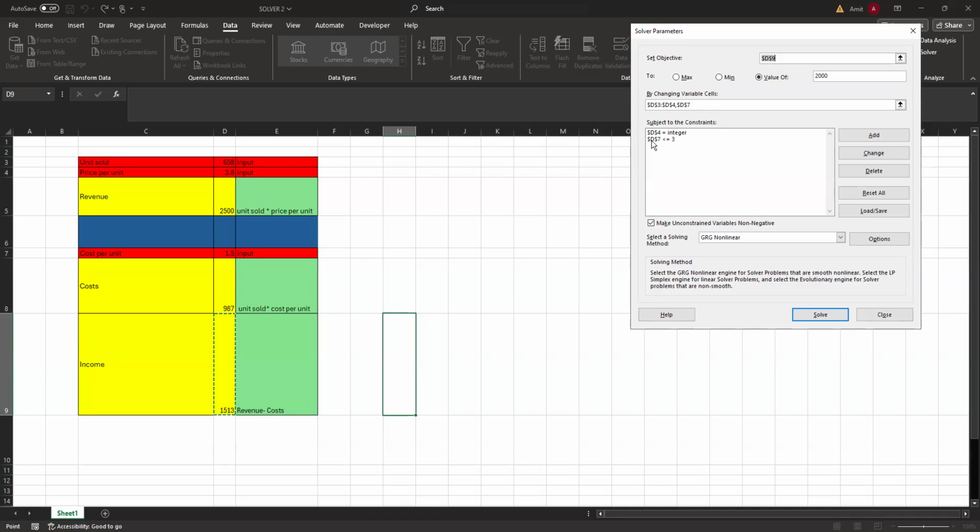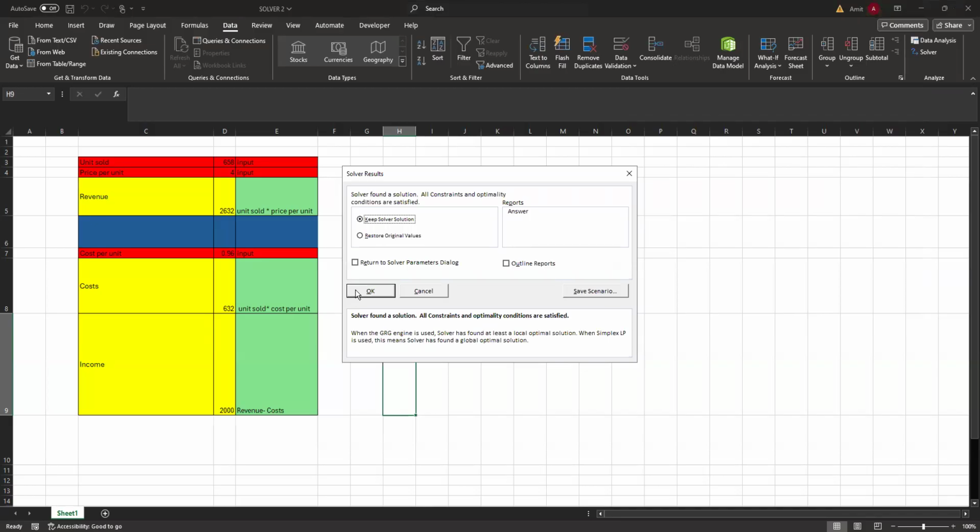And now, computer, please solve and let me know how much my unit sold and price should be so that my income becomes $2,000. Make unconstrained variables non-negative, let us do it. No need to change this. GRG Nonlinear, Simplex, Evolutionary, this is fine. Now you press Solve. When you press Solve, you will see the values here. Unit sold, price per unit, cost per unit will change, and I will get the output of $2,000. So let us ask the computer to solve this.